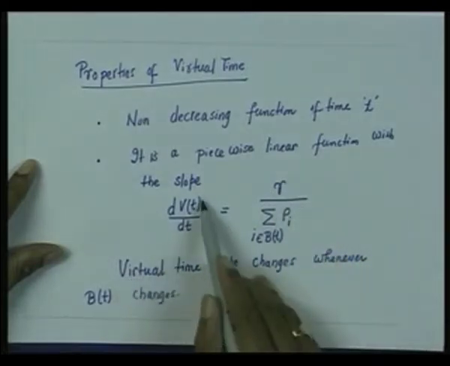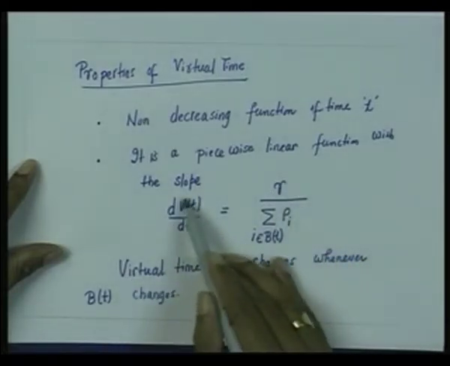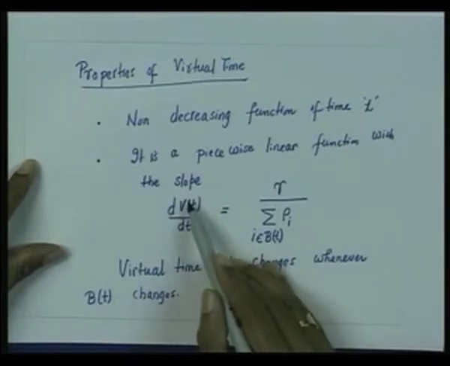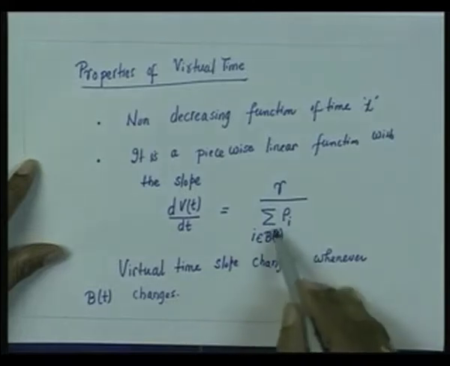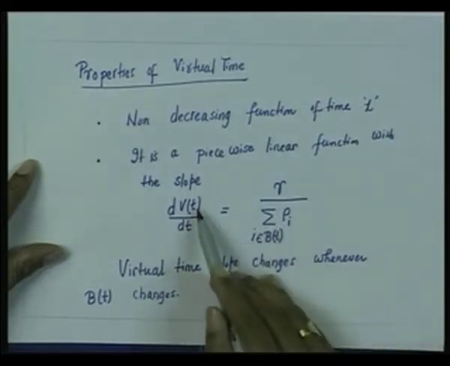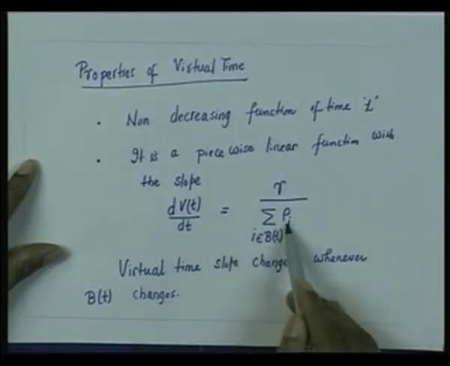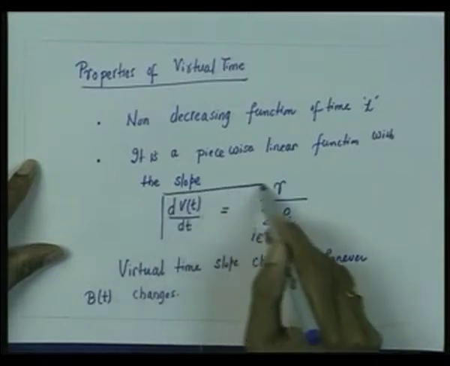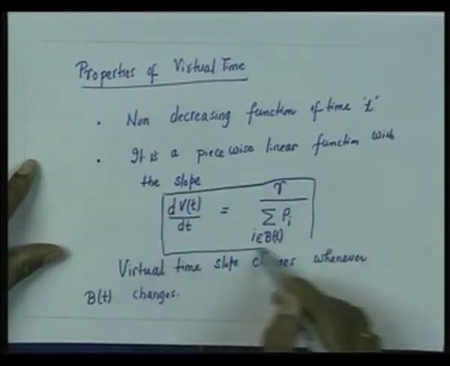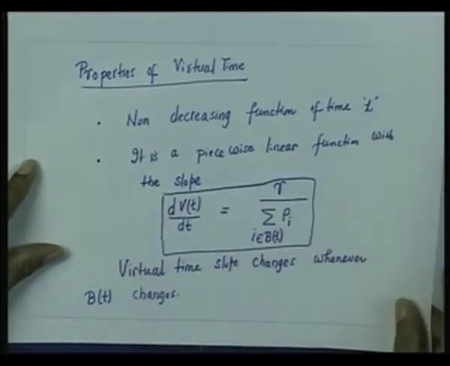So we can see that the slope of the virtual time changes whenever the set of backlogged users changes. So essentially the slope of the virtual time is inversely proportional to the number of backlogged users. First of all, we'll try to prove this result. How do we get this result? So let us first prove this result.